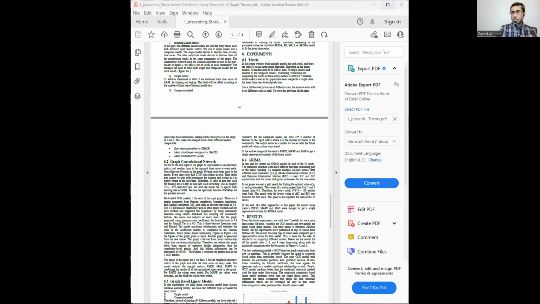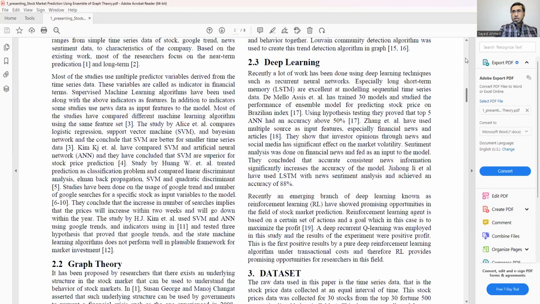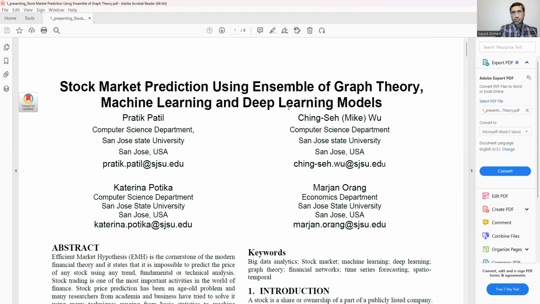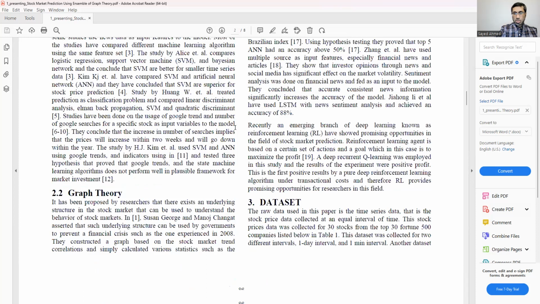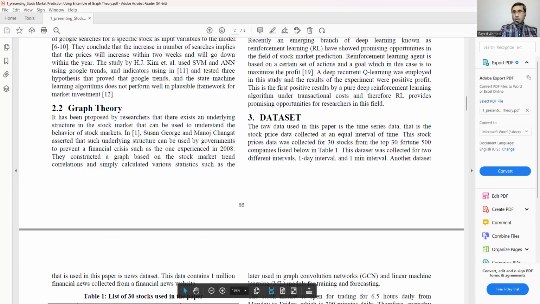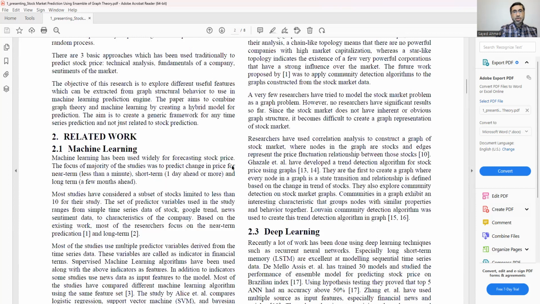Share screen. Okay, so this is the research paper that I will try to implement: graph theory, deep learning, machine learning, just stock market price prediction. If you want to know about the paper, you can check one of our YouTube videos or PowerPoint presentations. You can definitely read it.